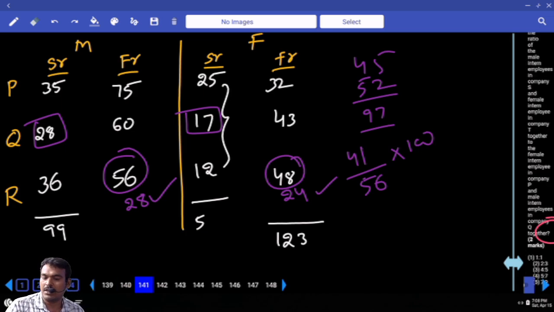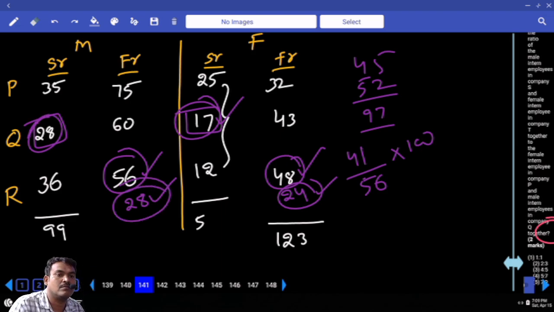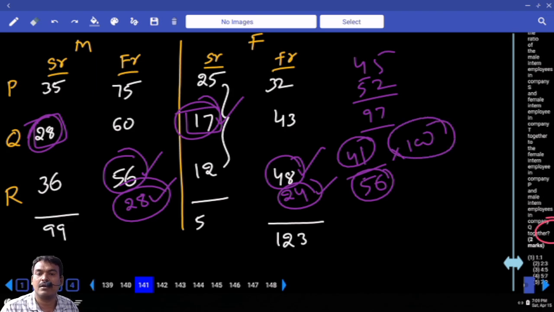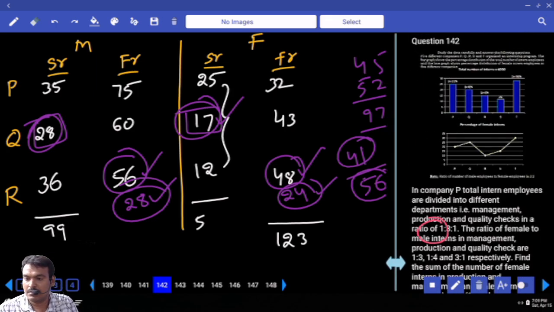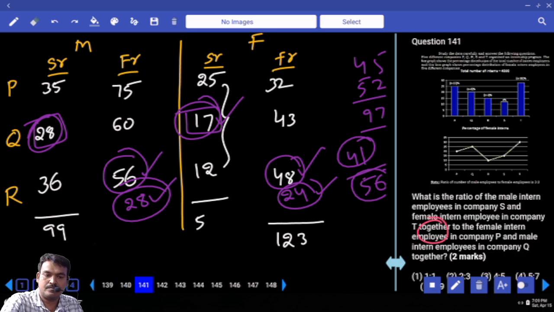Next, 141. 17 plus 24, how much? 41. 17 plus 24 is 41, so 41 by 56. 56 means this 28 plus 28, 56. 41 by 56 multiplied by 100. Next, 141.